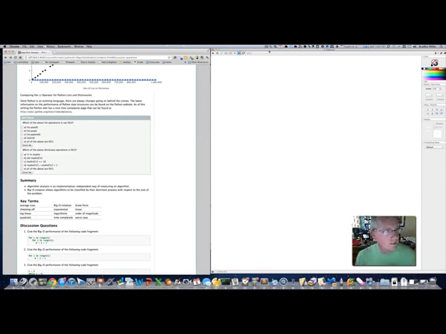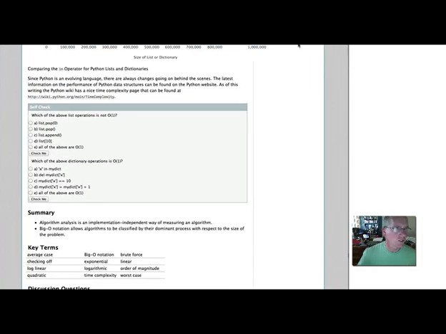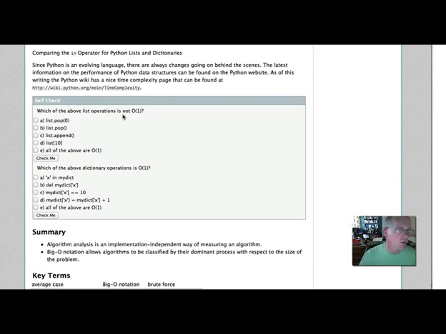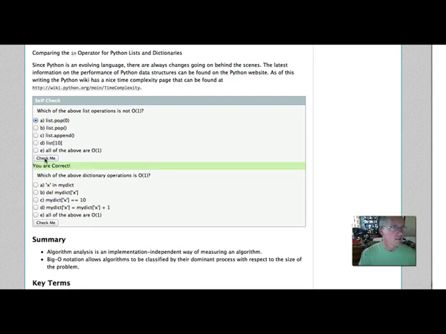All right. Well, let's look at these two multiple choice questions here and talk about a couple of different things. So the first question we have here is, which of the above list operations is not order 1? Our choices are pop(0), pop, list.append, list indexed by 10, or the option of all of the above are order 1. So the correct answer, just to jump to the punchline right here, is that pop(0) is not order 1. So let's review why that is.